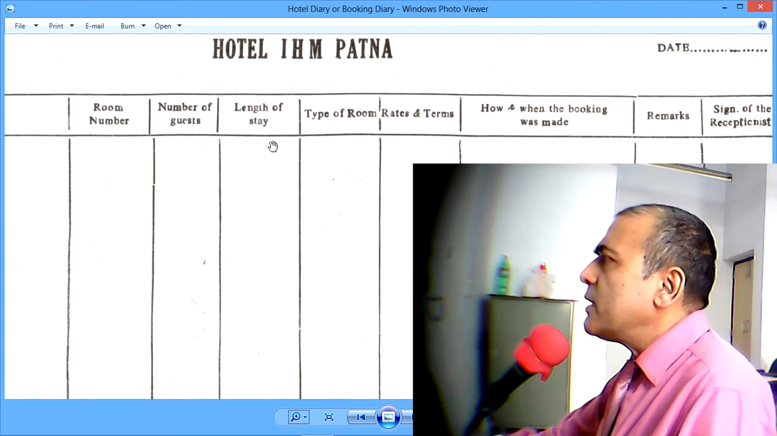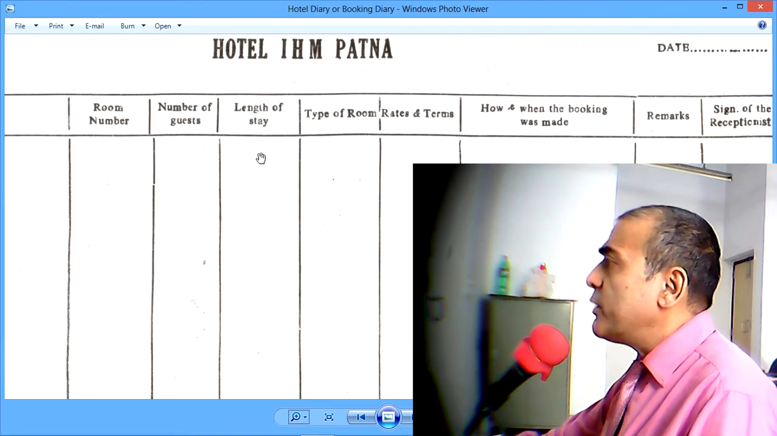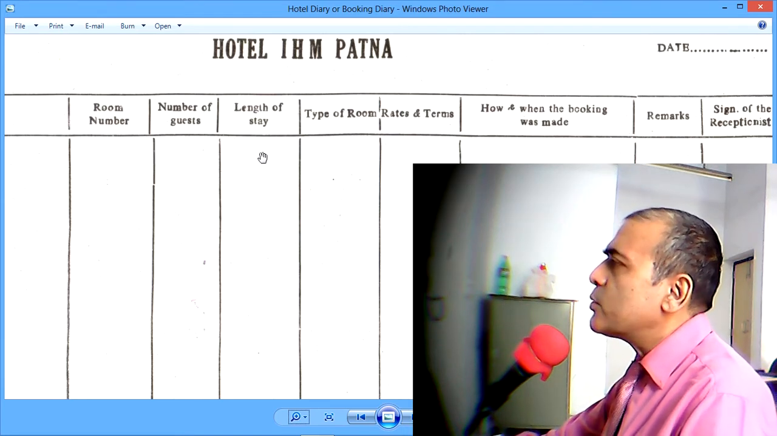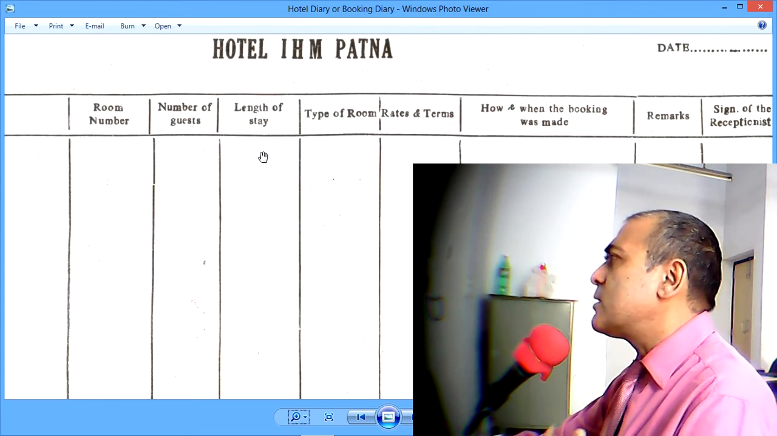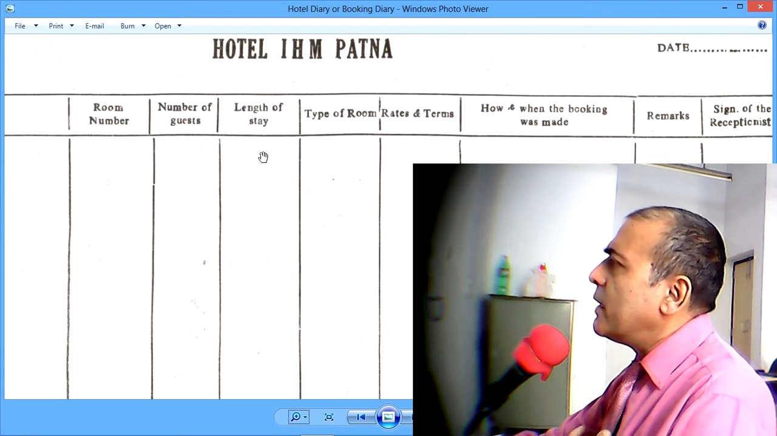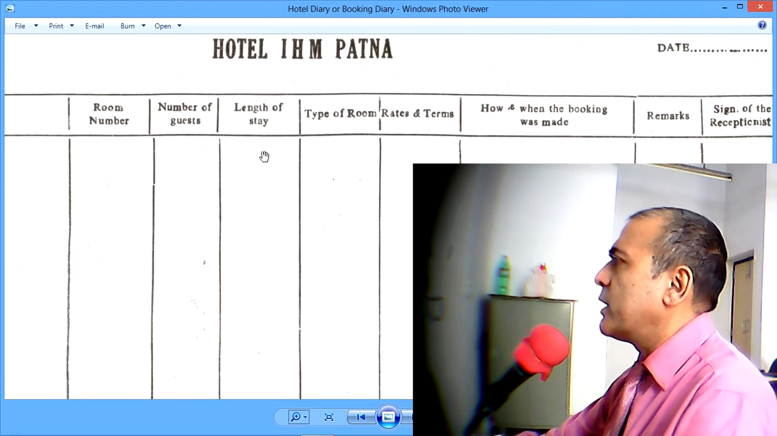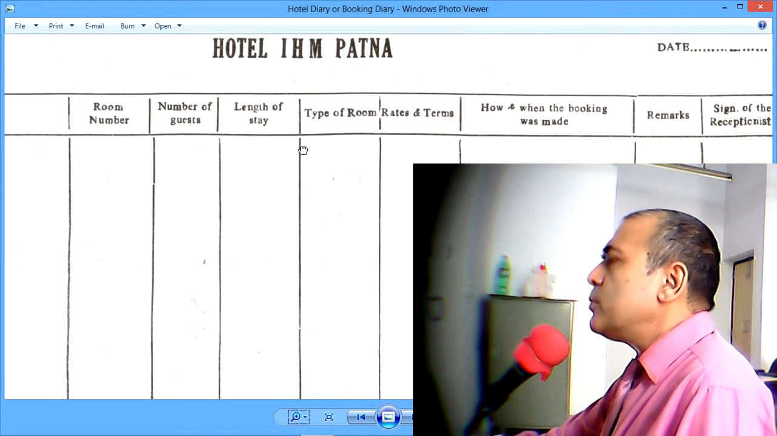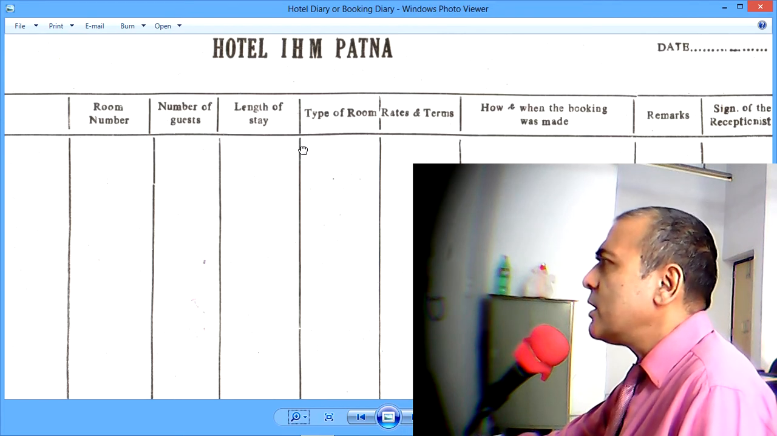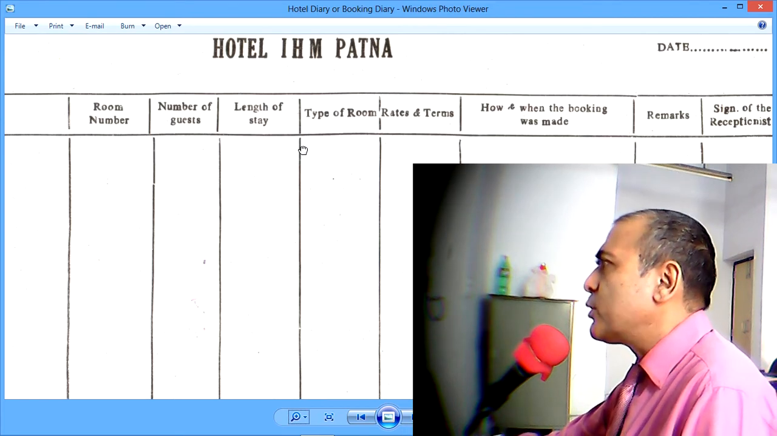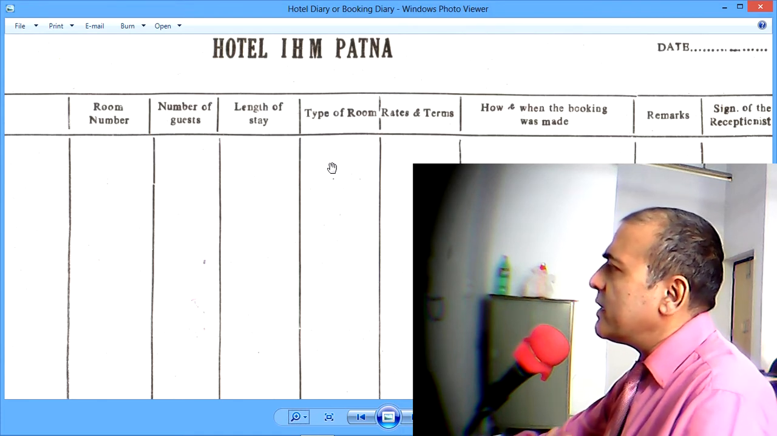Length of stay would be how many days? 1 day, 2 days, 3 days. In case of very short stays, it could also be mentioned in terms of half day. And in certain rare cases, especially at airport hotels, people could stay just for a few hours in the hotel. Type of room is single, double, twin, suite, and there is a number of rooms. There's a video on my channel on types of room. You can watch that video to understand what this entry is.